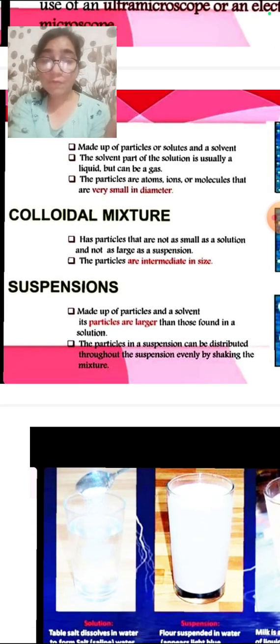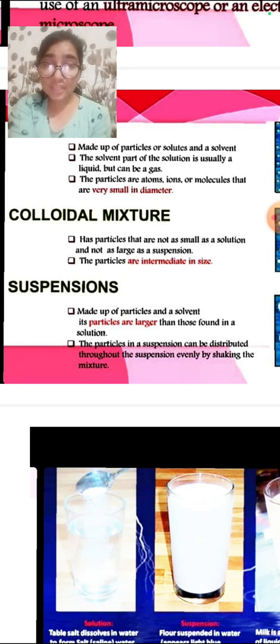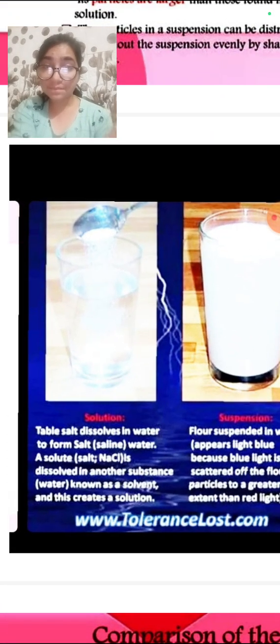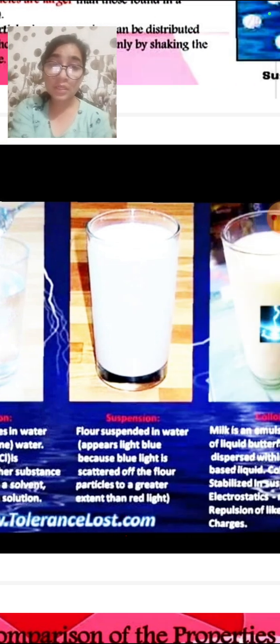Suspensions are made up of particles and a solvent. Its particles are larger than those found in a solution. The particles in a suspension can be distributed throughout the suspension evenly by shaking the mixture. Now, for a solution, table salt is dissolved in water to form salt water. A solute, NaCl, is dissolved in another substance, water, known as the solvent, and this creates a solution.